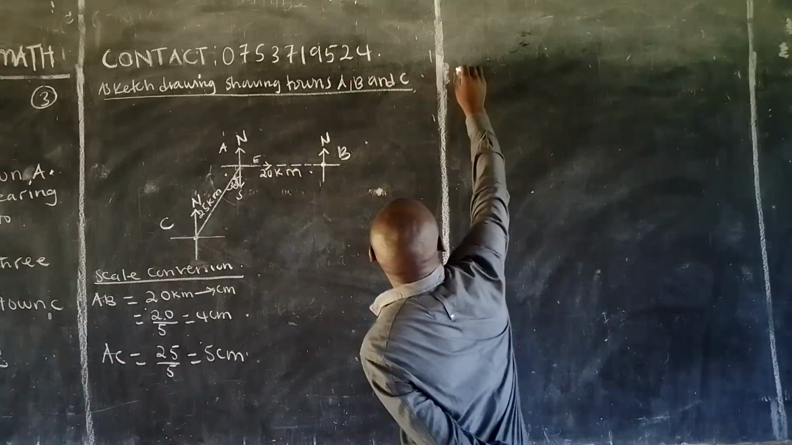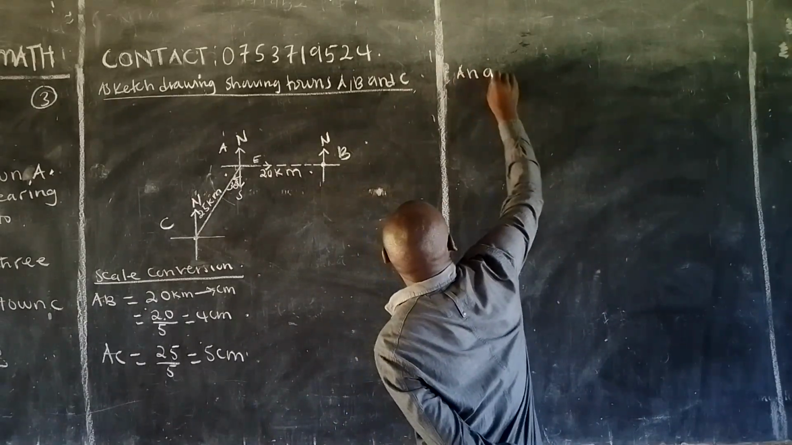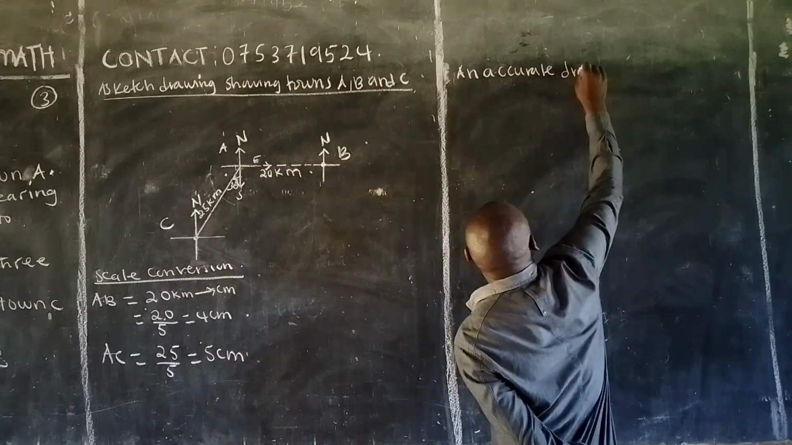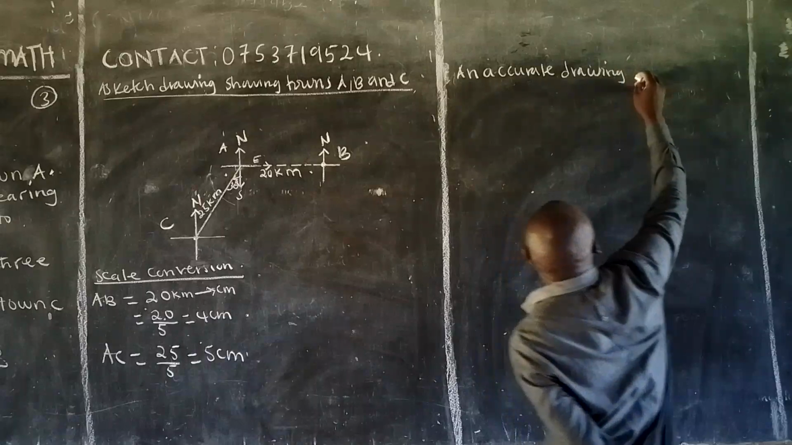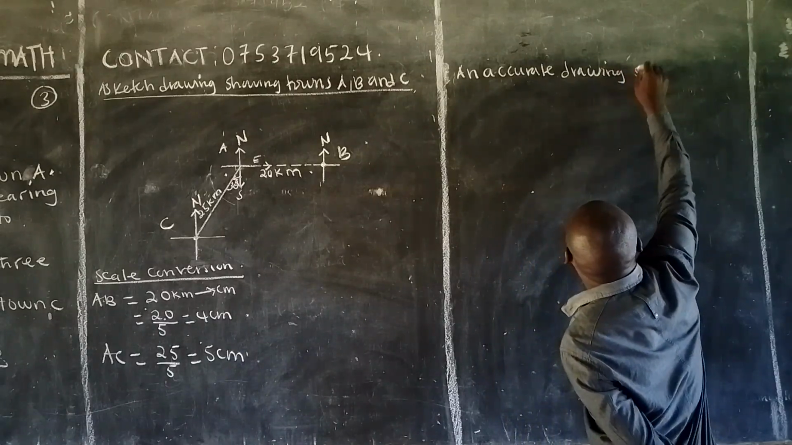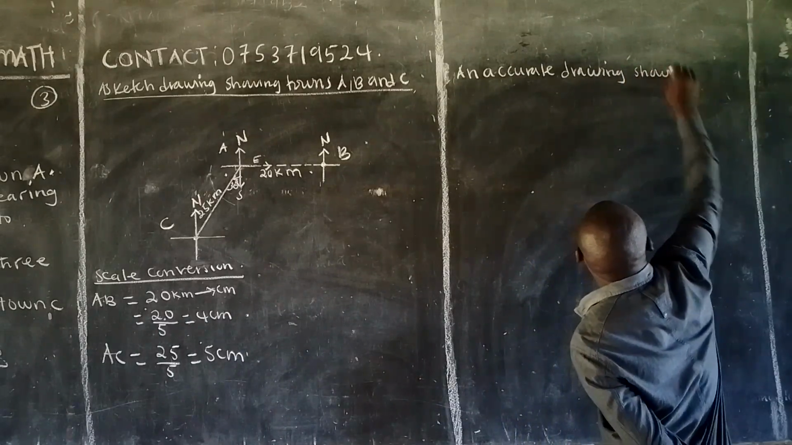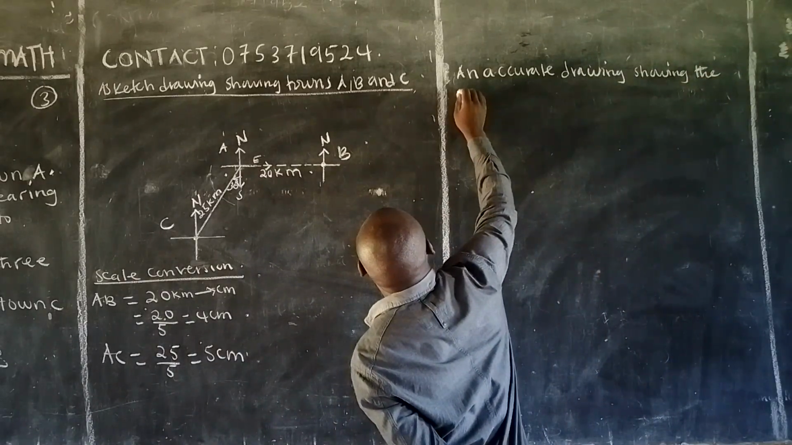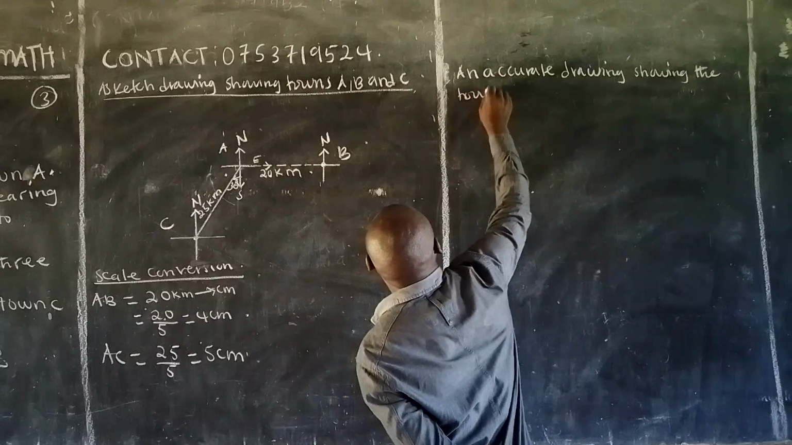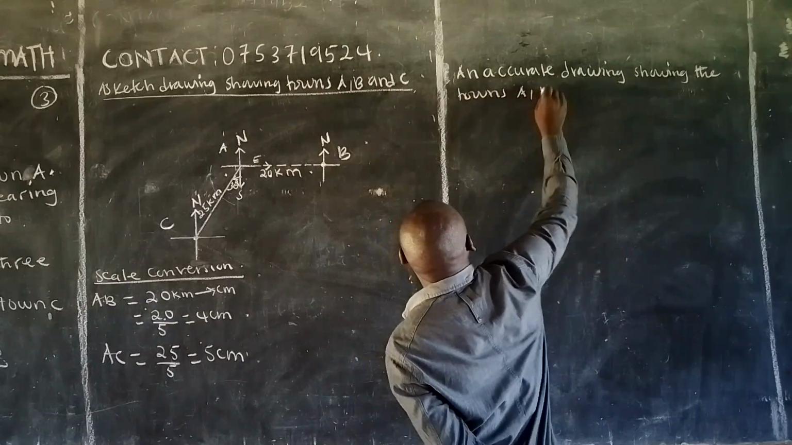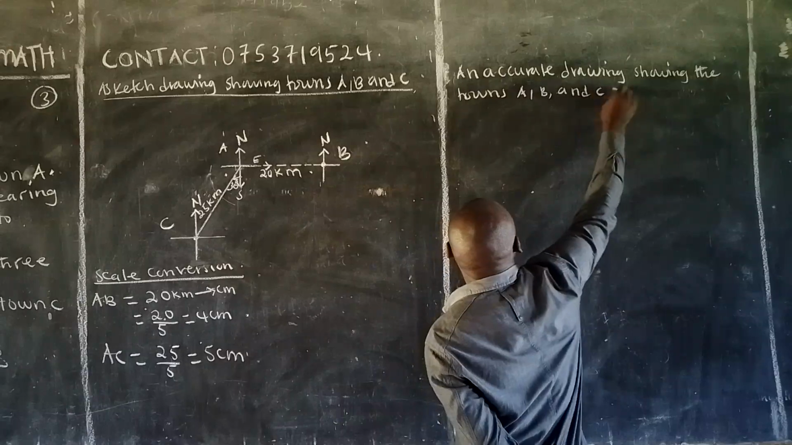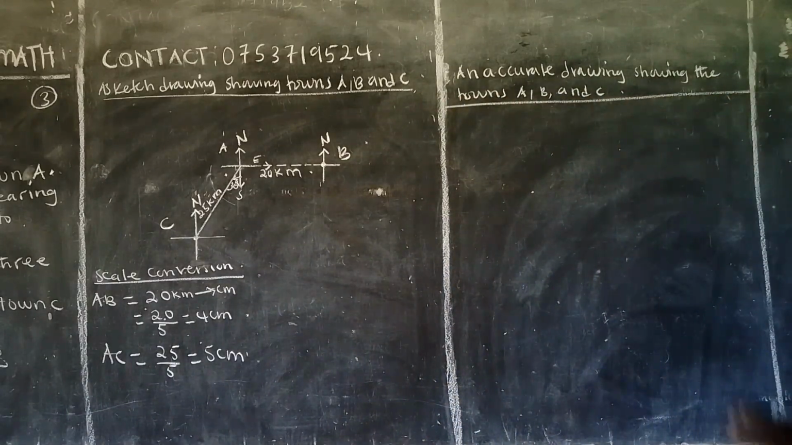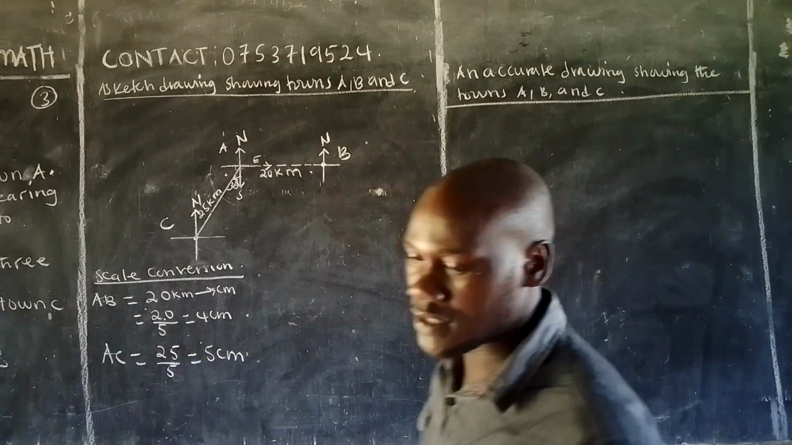So now a title is called for: an accurate drawing showing the towns A, B, and C. Please, the title comes from the question I've asked. It's not that you have to always frame it like that. You can frame it another way, so long as you're talking about the three towns, still no problem.